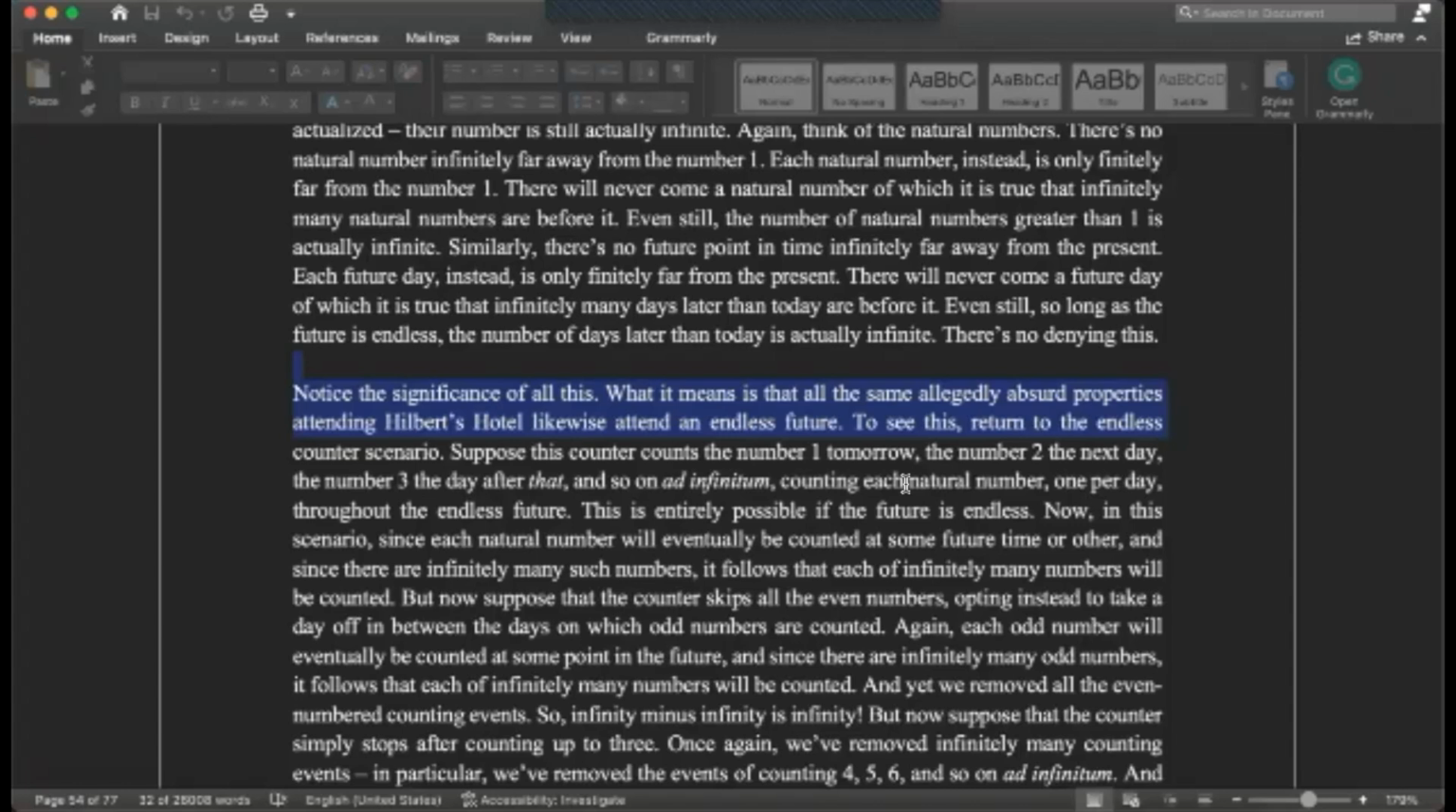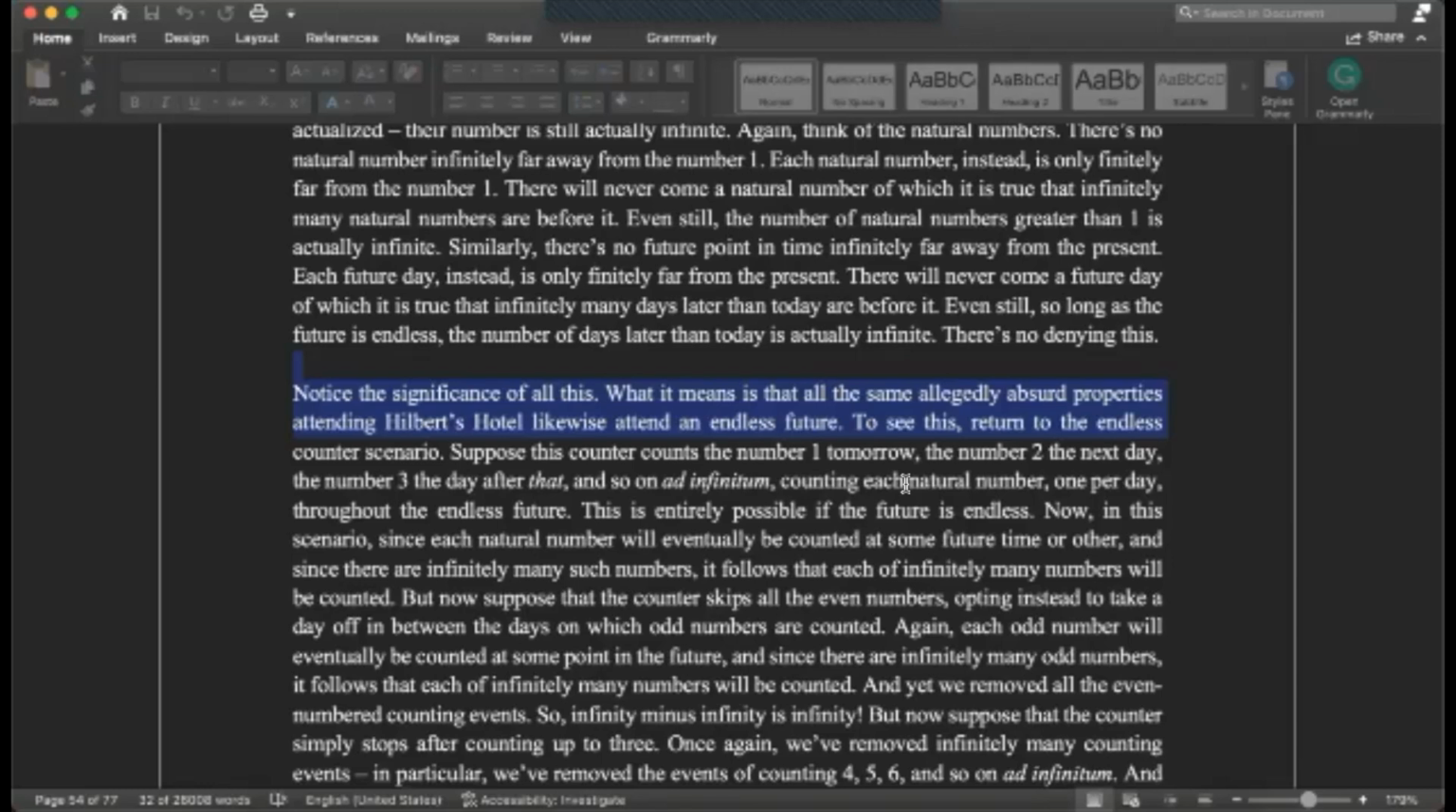But now suppose that the counter skips all the even numbers, opting instead to take a day off in between the days on which odd numbers are counted. Again, each odd number will eventually be counted at some point in the future, and since there are infinitely many odd numbers, it follows that each of infinitely many numbers will be counted. And yet we removed all the even-numbered counting events. So infinity minus infinity is infinity.